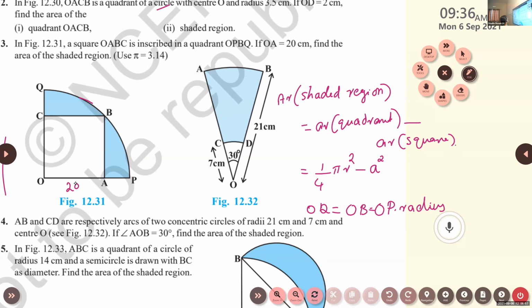How can we find OP? OP or OB or OQ, all are radius. That's why I wrote OP, OQ, OB, all are radii. If you get any length, either OQ or OB or OP, we will get the radius. How can we find the radius? Anyone?